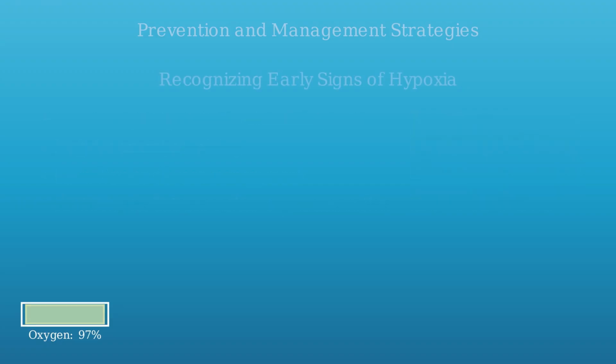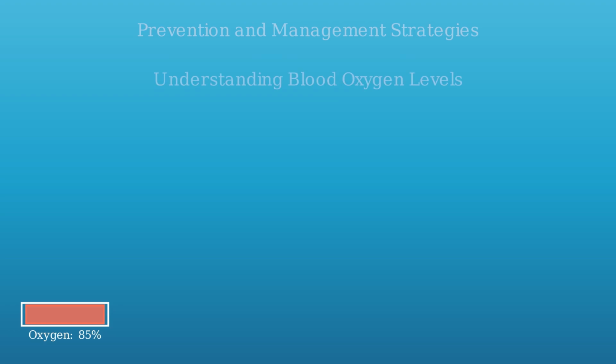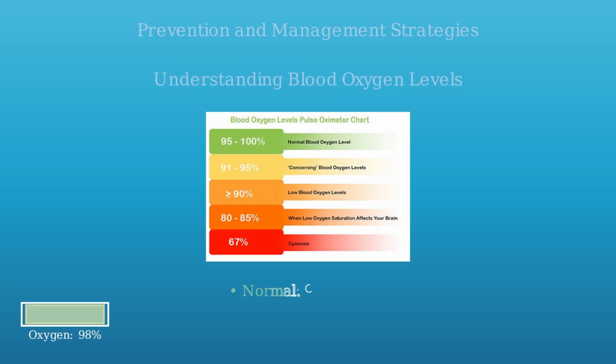Recognizing the early signs of hypoxia is crucial. Common symptoms include restlessness, headache, confusion, rapid heart rate, and breathing difficulties. Early recognition is critical for preventing serious complications. Understanding blood oxygen levels is important for managing hypoxia. Normal levels range from 95 to 100%. Levels between 91 and 94% are concerning, while levels at or below 90% are considered low and require medical attention.